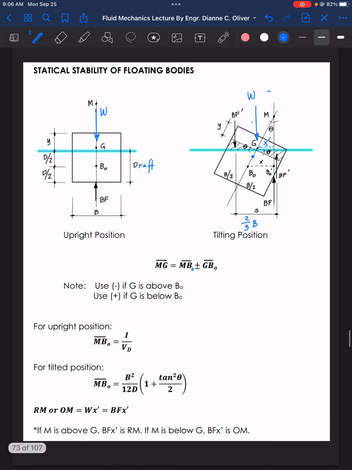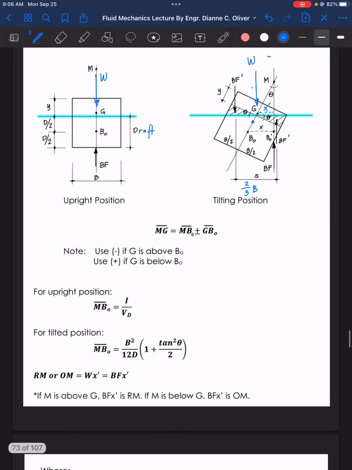Since the metacentric height MG is dependent on MB_O, the stability of a floating body therefore depends on the moment of inertia of the waterline section. It can also be seen that the body is more stable in pitching than in rolling because the moment of inertia in pitching is greater than that in rolling. So, this is the MB_O for the upright position, and we will solve for the moment of inertia. Now, the moment of inertia is taken from the waterline section.